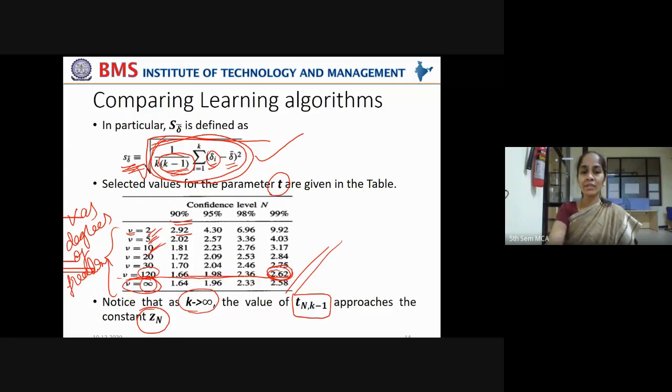Got it? Notice that as k tends to infinity, or degrees of freedom tends to infinity, the value of t approaches the constant z_n. That is why, see, when you take the 95% confidence interval at some infinite degree, it is 1.96. Generally, the z-score is 1.28. Now this has 1.96, almost equal, right? So whenever degrees of freedom tends to infinity, this t value goes towards the z-score value itself.